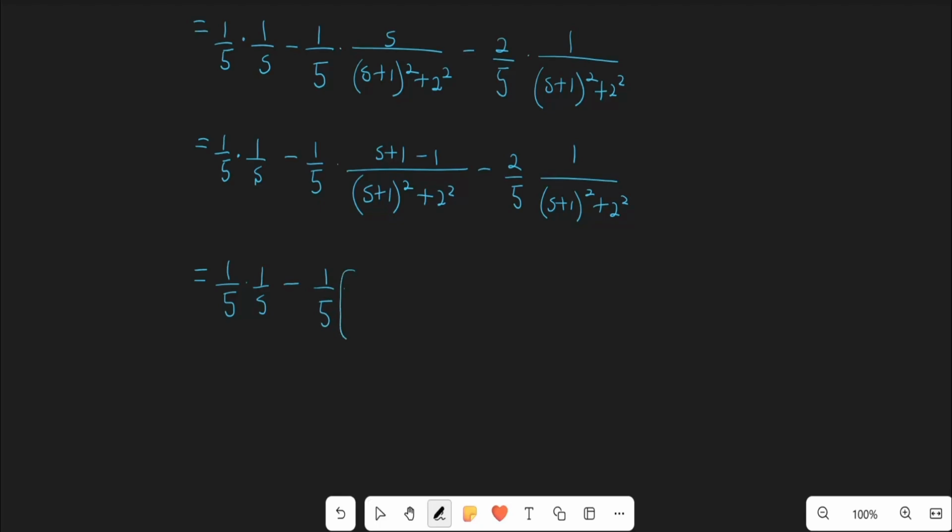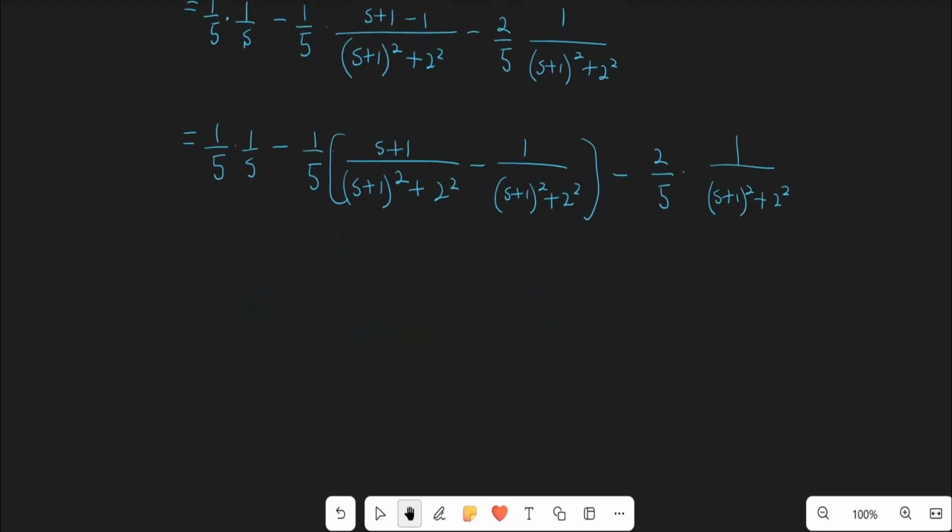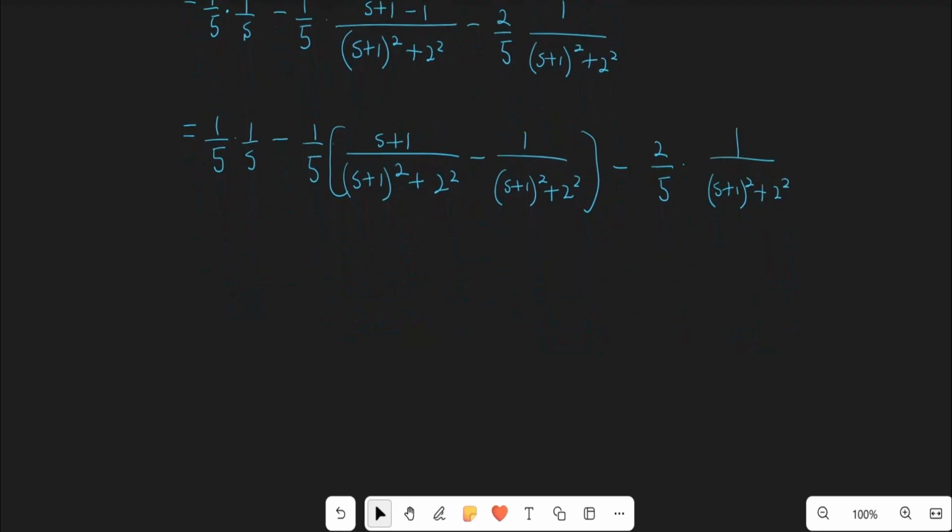That is going to be (s+1) all over (s+1)² + 2², now this is something we know, minus 1 all over (s+1)² + 2², minus 2 over 5 times 1 all over (s+1)² + 2². Cool. Now let's distribute in with the 1 over 5.